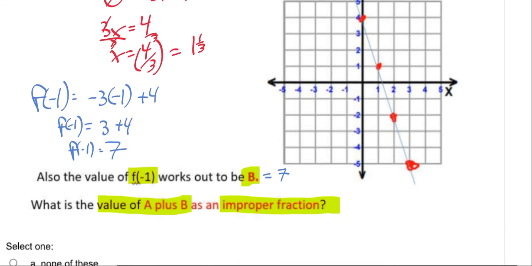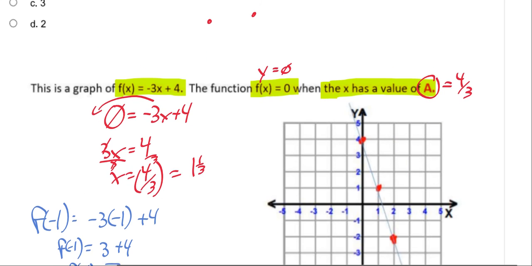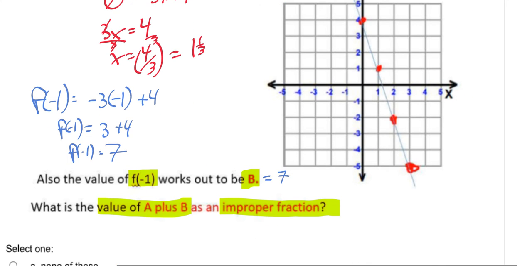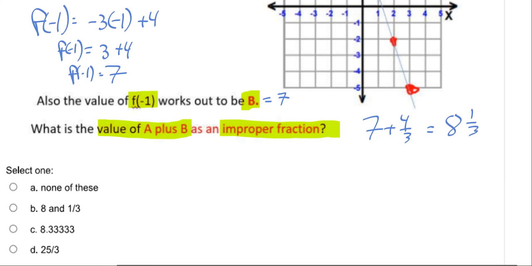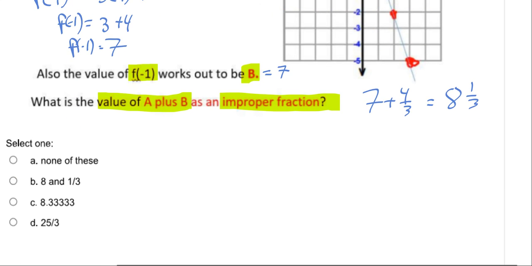What is the value of a plus b as an improper fraction? Well, 7 plus 4/3 is the same as 7 plus 1 1/3, which is 8 1/3. And 8 1/3 is one of our options, but it's not the right option because we want an improper fraction. So 8 1/3 is not improper, although it has the right value. 8.333 repeating also has the right value, but it's written the wrong way. 25/3 is the same as 8 1/3.